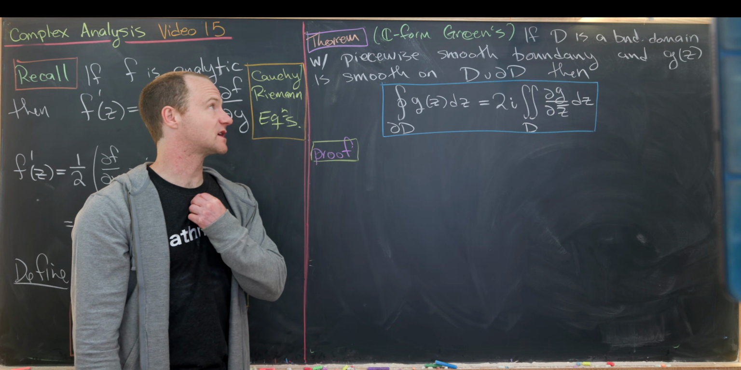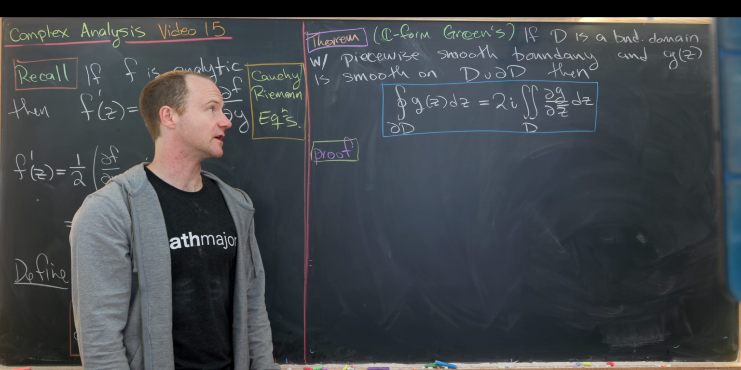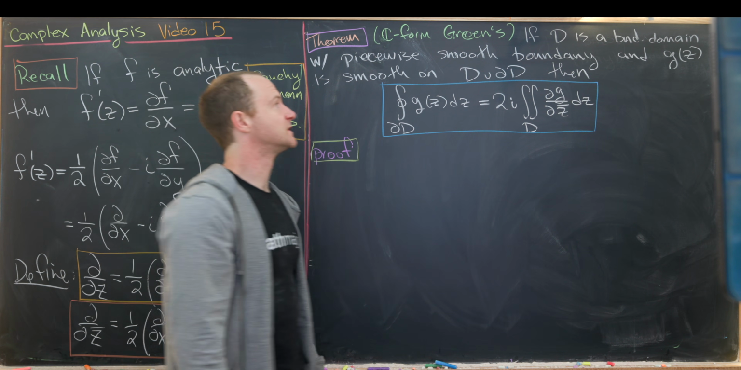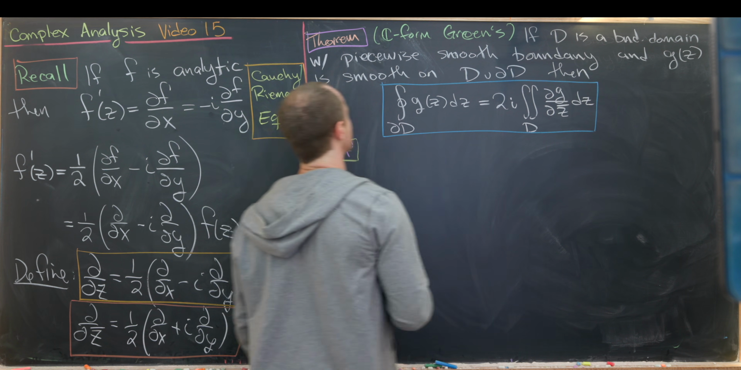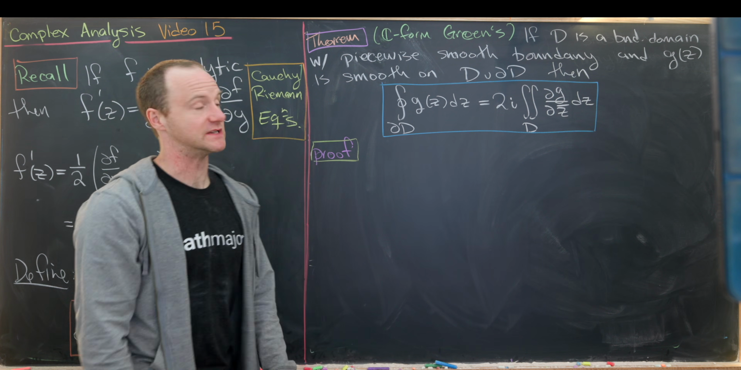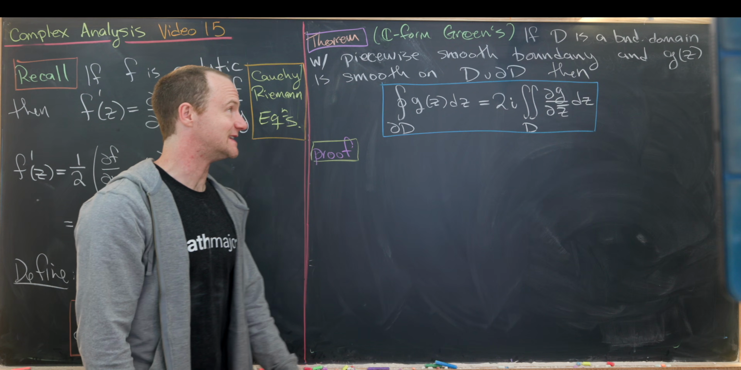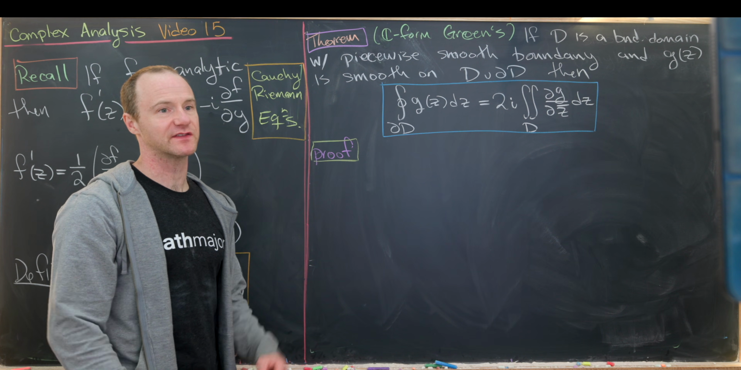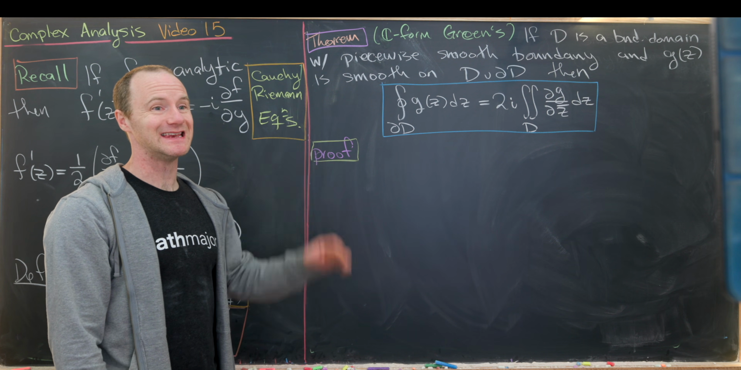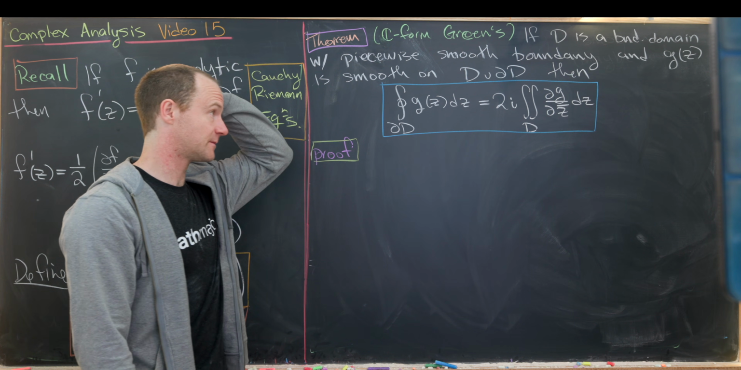So here we've got a nice complex form of Green's theorem. I think we recalled Green's theorem on a previous video, but this has to do with complex valued functions. So let's suppose that D is a bounded domain and it has a piecewise smooth boundary, which we'll call del D. And g of z is a smooth function on D union its boundary. So that's the closure of D. Notice that g is smooth. It need not be analytic. In fact, this is not super interesting if it's analytic.